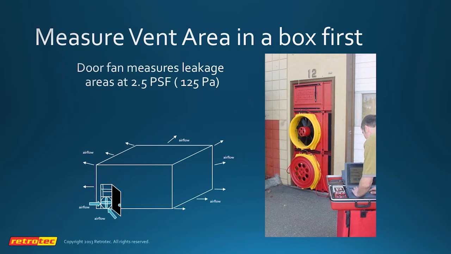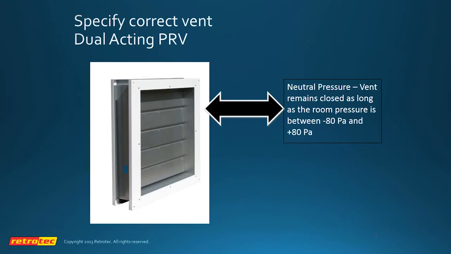And if you have any confusion about this at all, by all means, contact our support@retrotec.com, and we can walk you through your first tests. This is a picture of a two-way vent that will open in both directions. So again, for halocarbons, you'll need to get dual-acting vents.